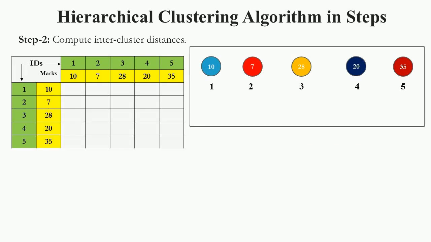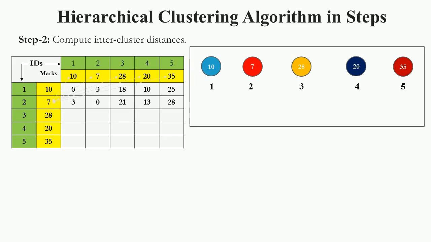In step 2, compute the intercluster distances. That means compute the distance of each cluster with each one. As can be seen here, the distance of a cluster with itself is 0. That means cluster 1 to cluster 1 distance is 0. Now cluster 1 to cluster 2 distance is computed by simply taking the difference of marks. Please mind to take only the magnitude of distance. That means ignore the sign of the distance. Only positive distance values. Similarly, cluster 1 to cluster 3 distance, cluster 1 to cluster 4 distance, and finally cluster 1 to cluster 5 distance.